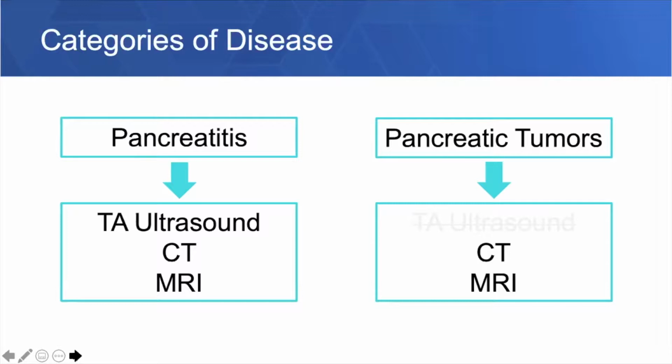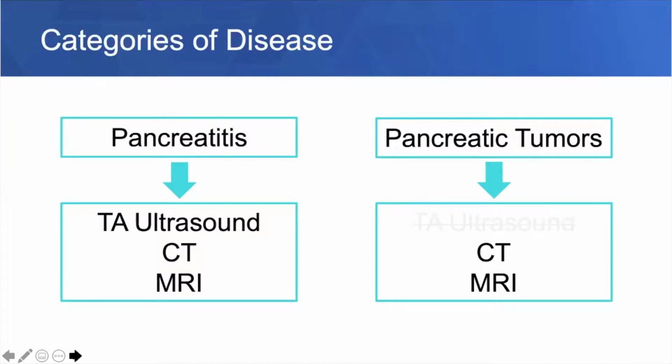And when it comes to pancreatitis, really transabdominal ultrasound, CT, and MRI are your main imaging modalities. With regard to pancreatic tumors, ultrasound doesn't really play a role. You may discover tumors by ultrasound, but in terms of actual imaging and characterizing those tumors, ultrasound just doesn't get the job done. And so you're really looking at CT or MRI when you're talking about pancreatic tumors.